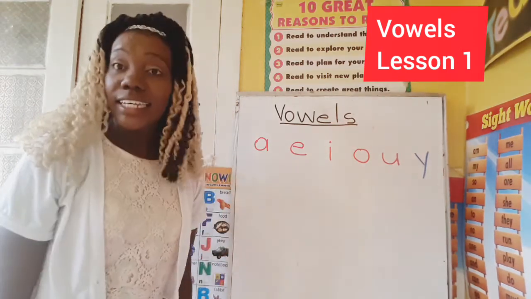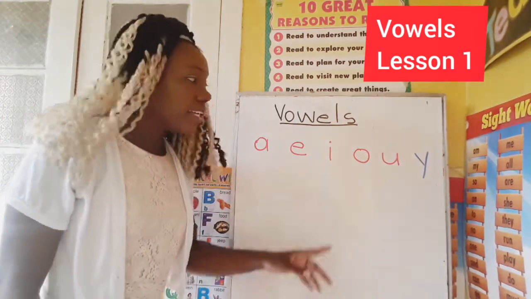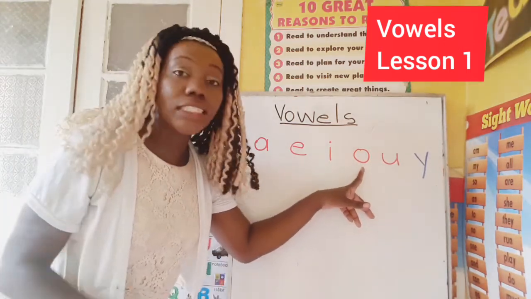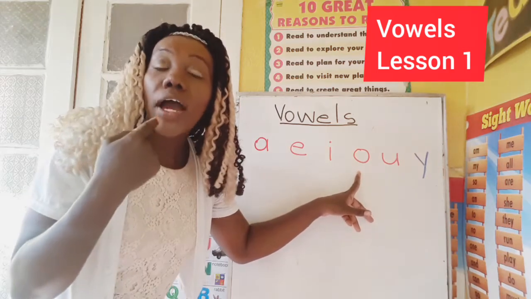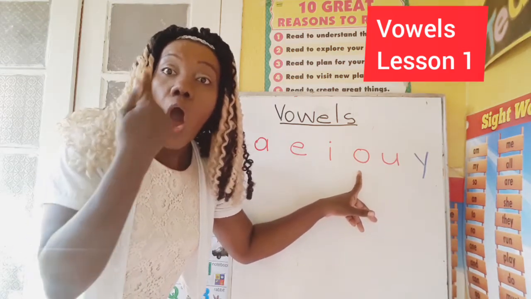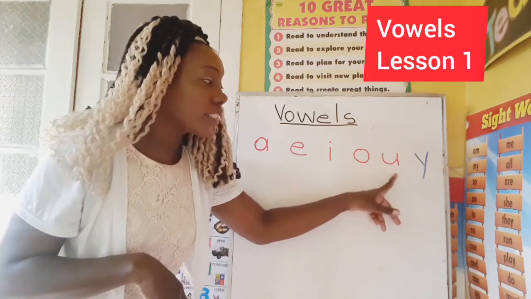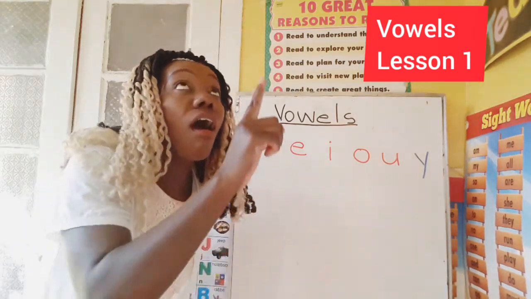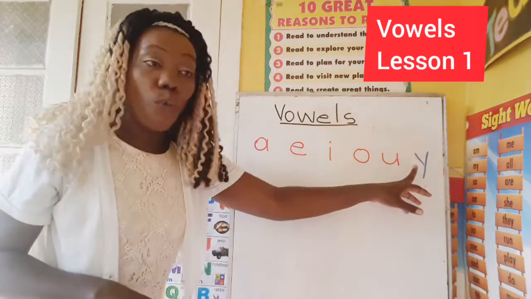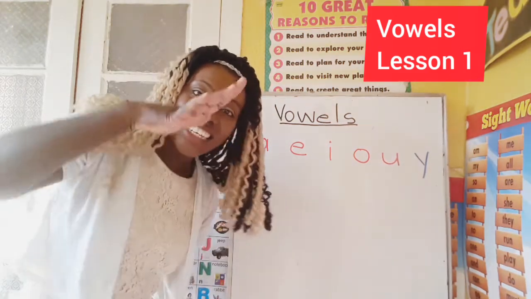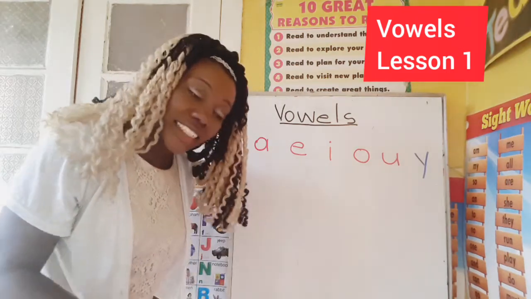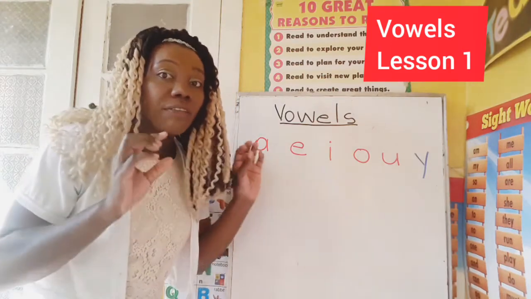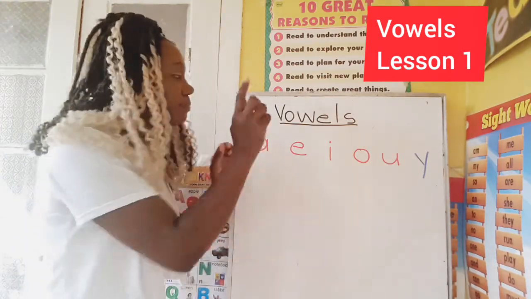And the I says i. It's the hiccup letter. I, i. And the O says oh, oh. It's the round letter. And the U says uh. So it goes up and says uh. And the Y says y, y. It plays the yo-yo and says y, y. So let's make the sounds for the vowels, the short sounds.